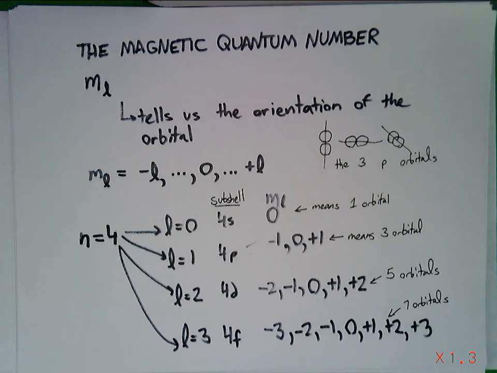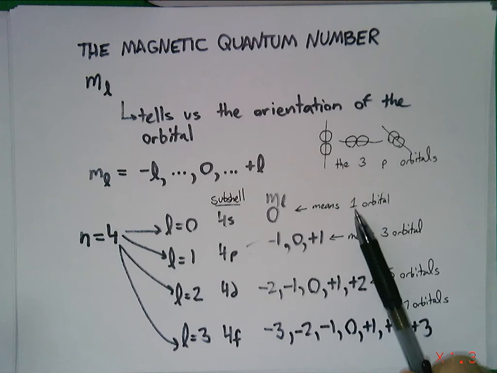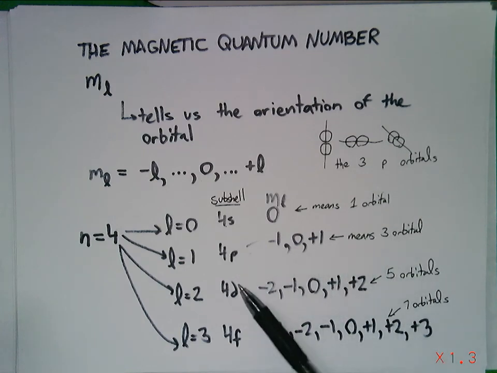This is worth remembering, and we'll use it over and over again later. Whenever you have an s subshell, it contains 1 orbital. Whenever you've got a p, it contains 3. Whenever you've got a d, it contains 5 orbitals. And an f in any shell contains 7 orbitals.